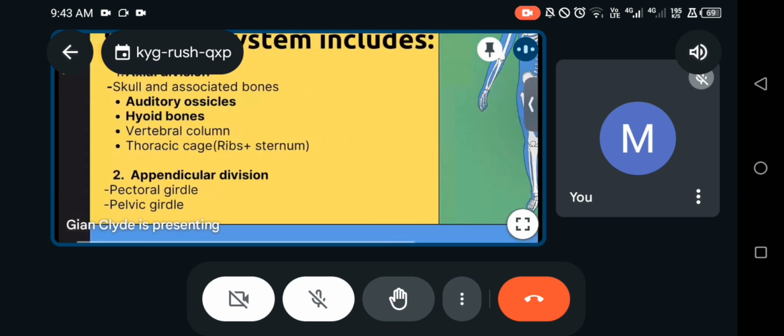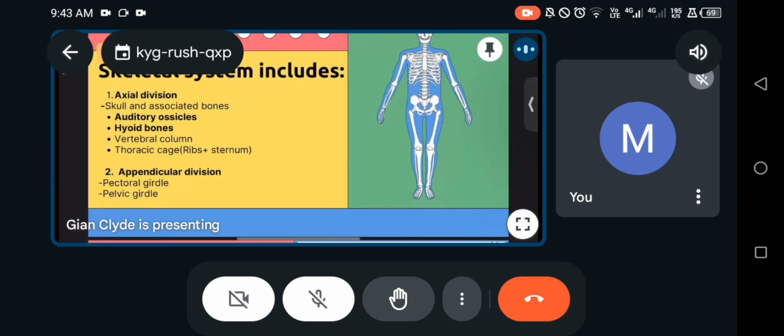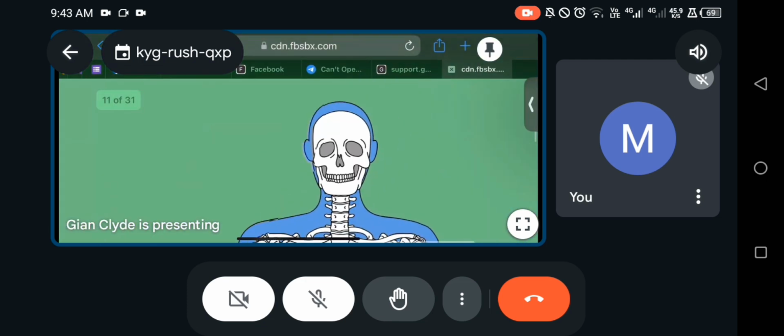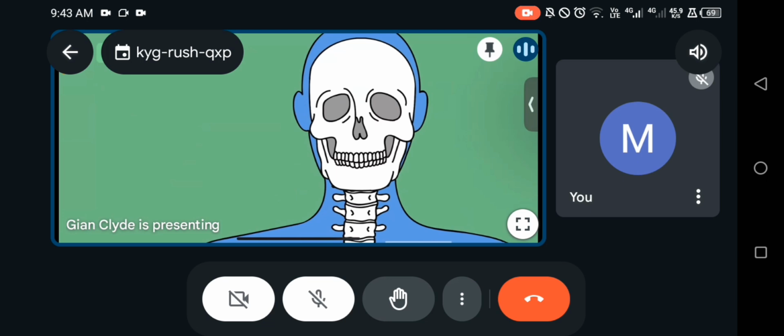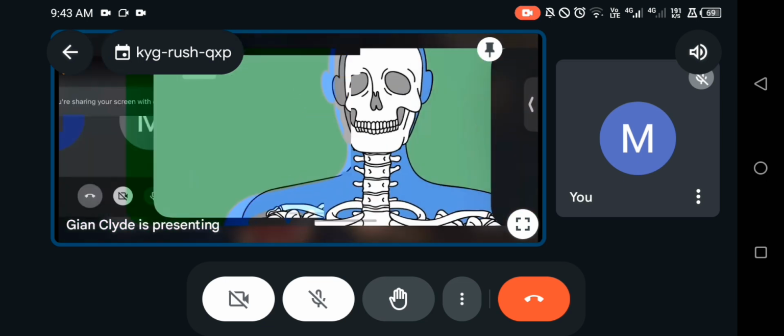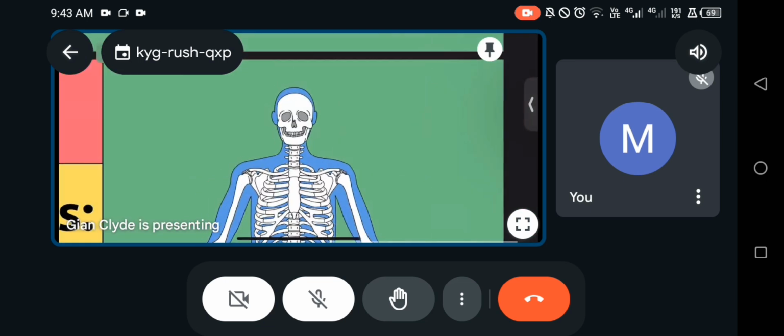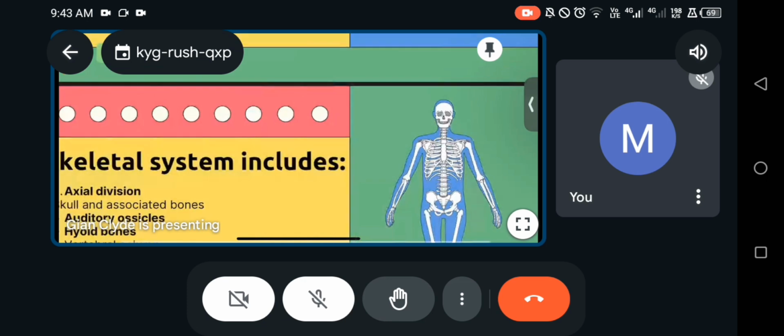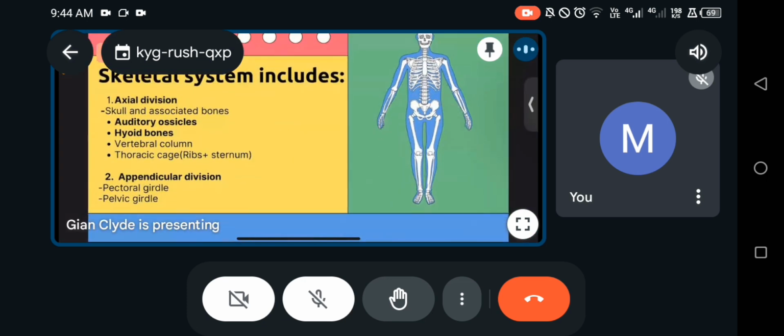So in your axial division, we have the skull and the auditory ossicles, which are located in your ear. The hyoid together with the vertebral column and then the thoracic cage, which consists of your ribs. Okay, so that's the hyoid bone, and then together with your ribs. While in your appendicular division, we have the pectoral girdle and then the pelvic girdle. Remember that.